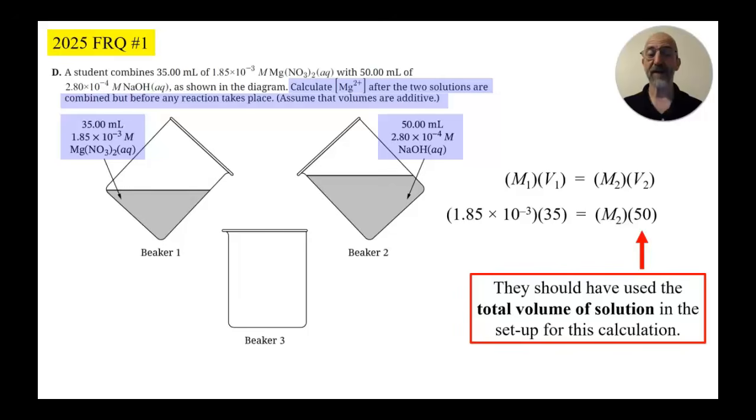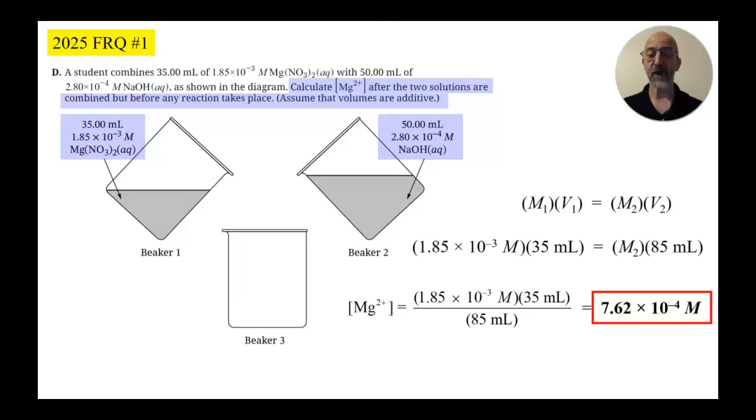So what they should have done in their M1 V1 equals M2 V2 is use the total volume of the solution in the setup for this calculation. So the total volume is not 50, the total volume is 35 plus 50, which is 85. So the correct answer is 7.62 times 10 to the negative 4 moles per liter. And you can see this is the correct setup with 35 milliliters on the left side of the equation and 85 milliliters on the right side of the equation. So just be careful that if you have a lot of numbers that are given to you in a problem, that you use the correct value if you're doing a dilution calculation like this.